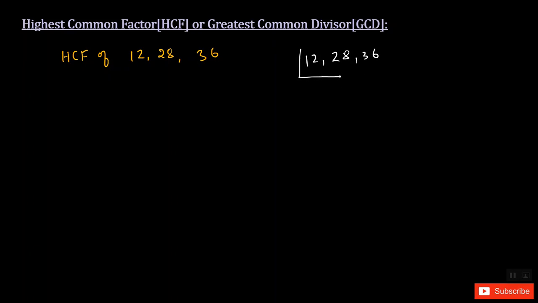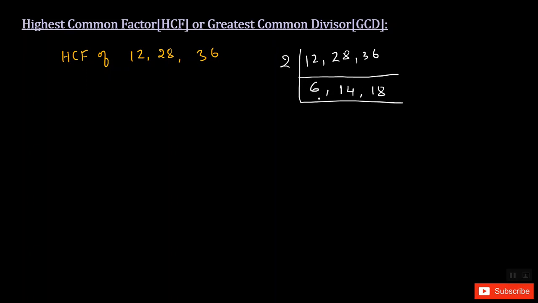Try to divide these numbers by the smallest prime, as all the numbers are even. So let's divide by 2. 12 divided by 2 gives you 6. Whatever numbers we are writing here, these are the questions actually. 28 divided by 2 gives you 14, and 36 divided by 2 gives you 18.